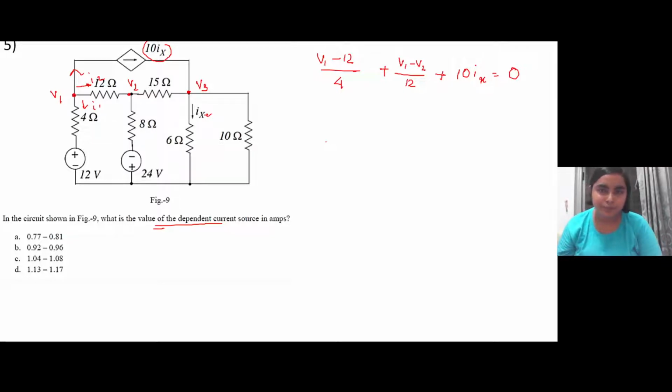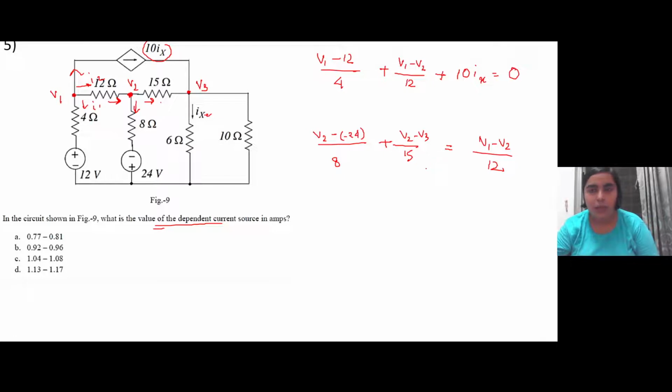The second equation will be at this particular node. So again assume currents either going in or coming out. Here let us assume current going in this way and then another current going this way. So it is (V2 minus 24 volt) by 8, plus, since this particular current is going in and these two are coming out, (V2 minus V3) by 15, which will be equal to the total current that is coming in, that is (V1 minus V2) by 12. We'll simplify this later.